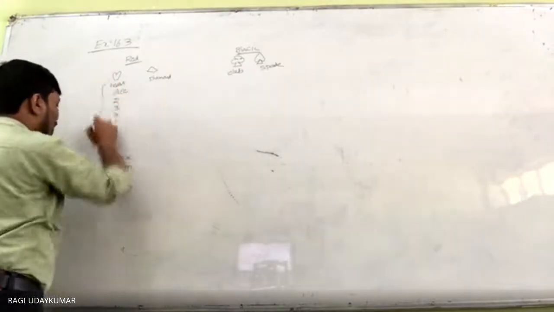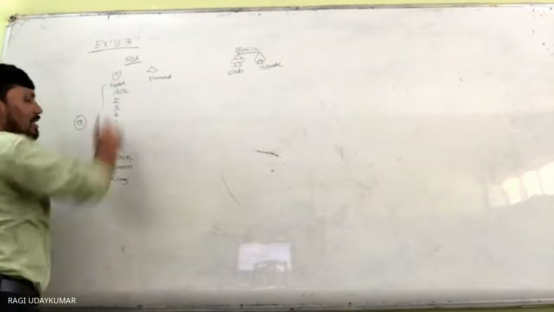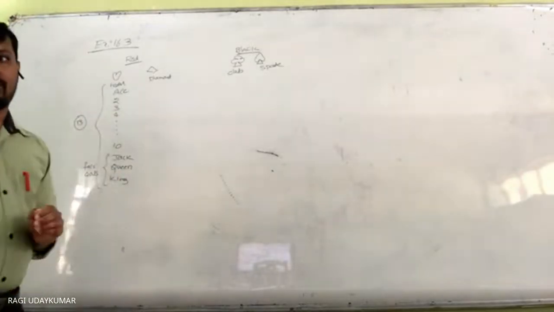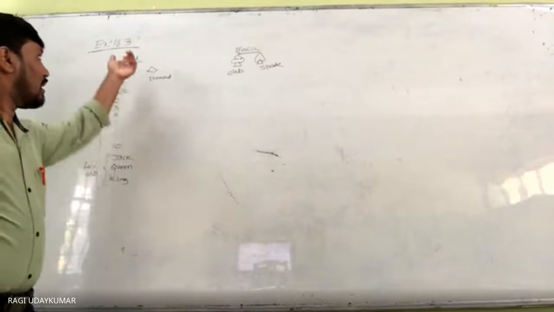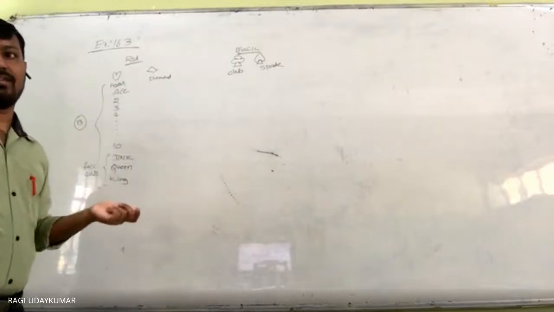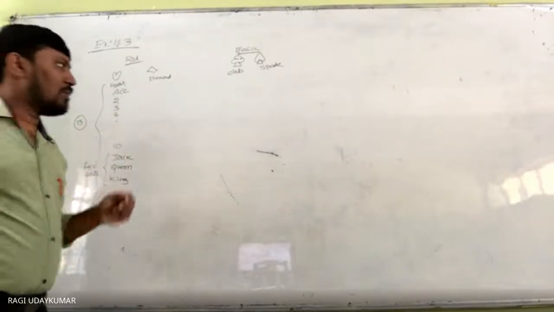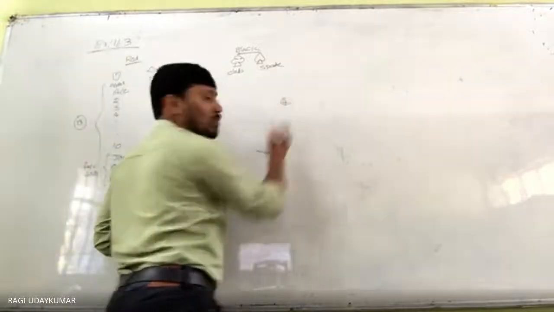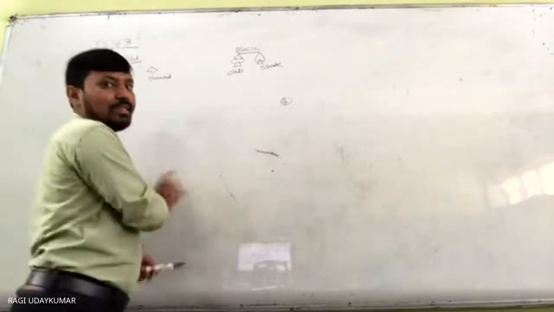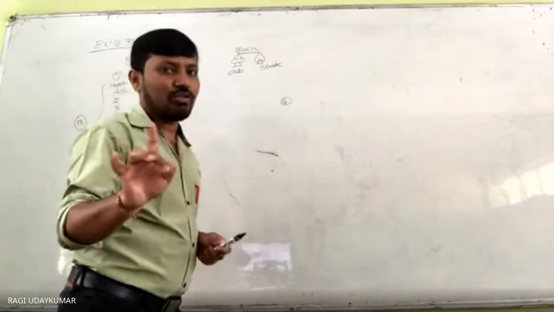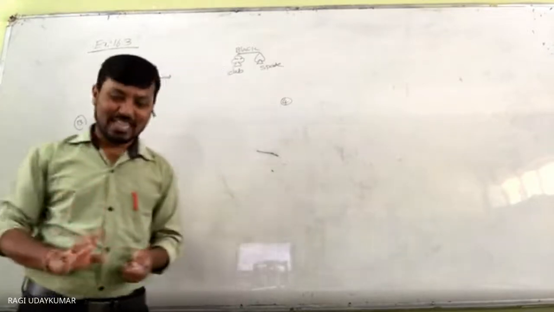So total how many are there? 13 cards will be there in one suit. One suit means one type of symbol. So now coming to the fourth question. So what is the question? Total 52 cards, 13, 13, 13, 13. One joker will be there. That should not be taken into consideration.